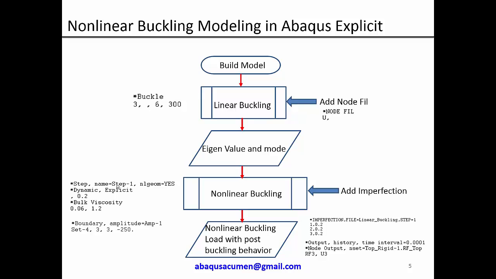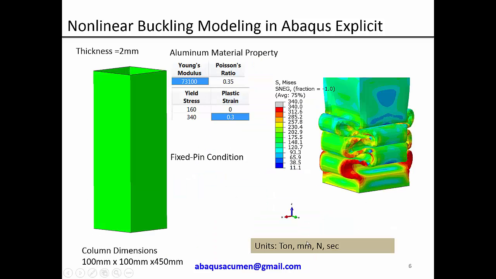Now quickly going to the methodology. We are going to do a linear buckling first. We'll add a node file which will capture the displacement. We'll have the first 3 modes. You can have multiple modes. This is eigenmode and eigenvalue; we are mainly interested in the eigenmode, the deformed shape. That deformed shape we will add as imperfection when we do a nonlinear buckling in Abaqus Explicit. We are going to do it in Explicit for 200 milliseconds. We are going to push it down by 250 millimeter, and then with this imperfection we'll capture node history output, and then we'll plot how is the deformed shape.